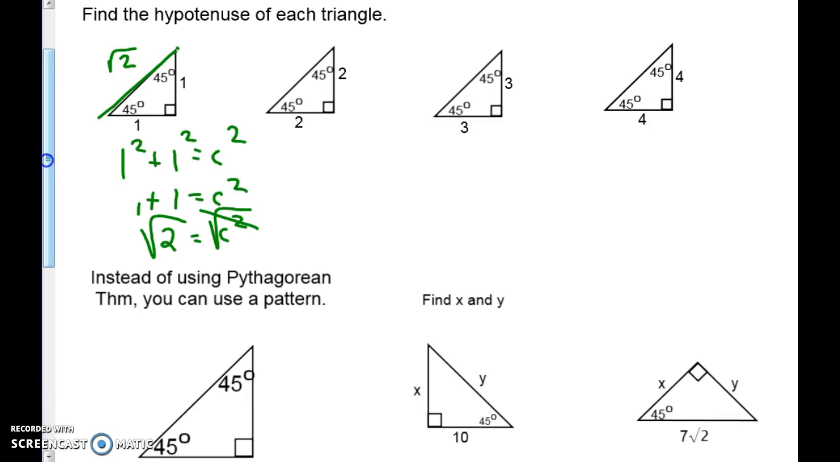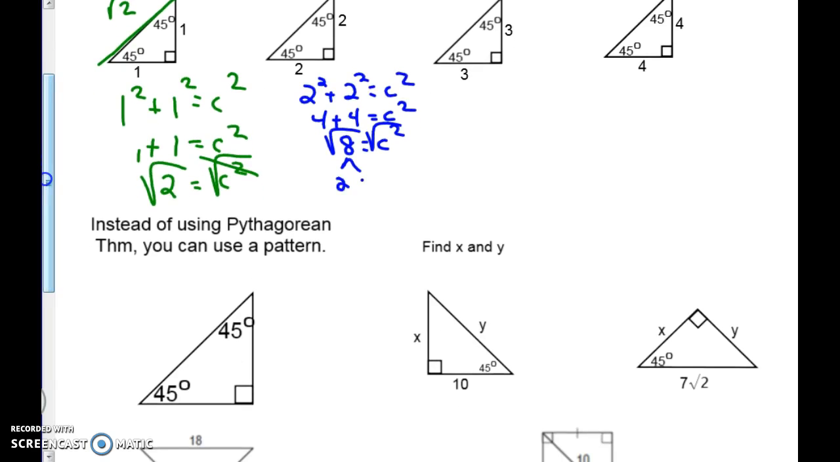Yes? Okay, so for the next one, we would do 2 squared plus 2 squared equals c squared, which would be 4 plus 4 equals c squared, which is 8 equals c squared. So then I take the square root. Remember, I don't want decimals. But can I break this 8 down to what? 2 and 4. Can I break the 4 down? 2 and 2.